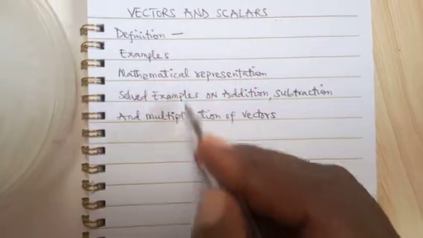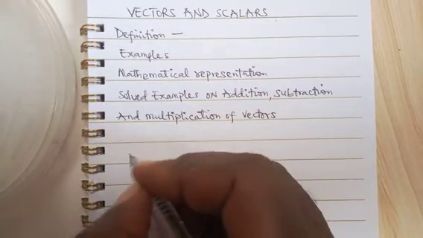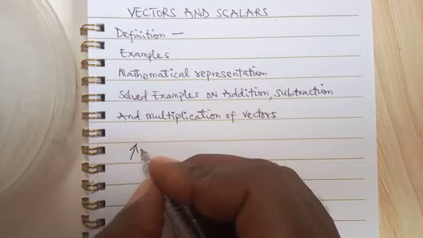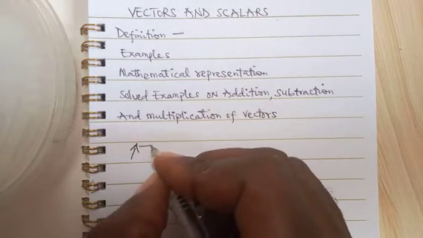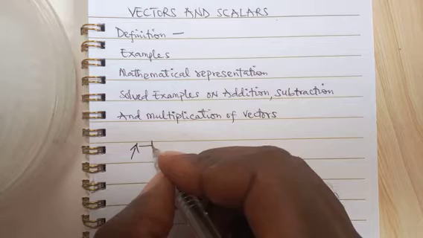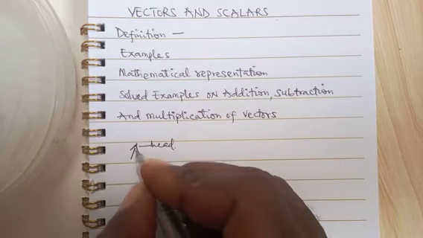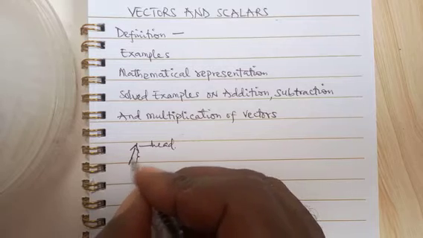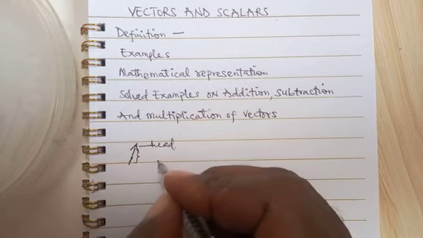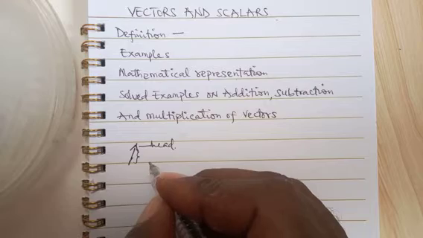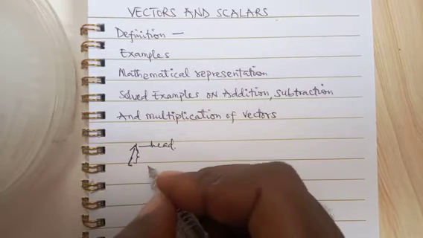Now, we use an arrow to denote a vector. The head talks about the direction. That's the direction of the vector. The body talks about the magnitude of the vector, while the tail is the origin.